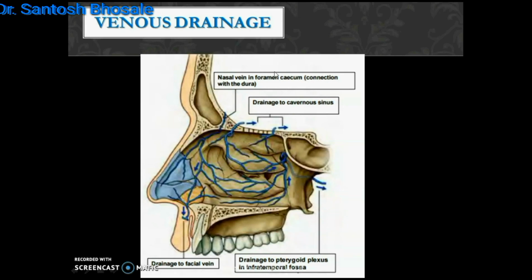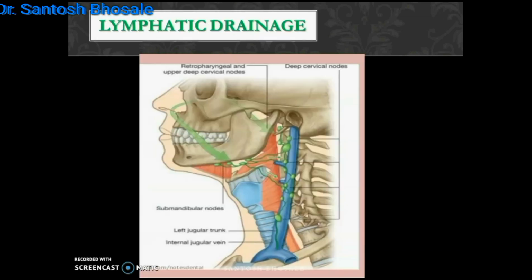Coming to the venous drainage, anterosuperiorly it is drained by the superior sagittal sinus, where the nasal vein communicates with it via foramen cecum, and from the olfactory region they drain to the cavernous sinus, posterior-inferiorly to the pterygoid plexus, and the mobile, cartilaginous part drains into the facial vein.